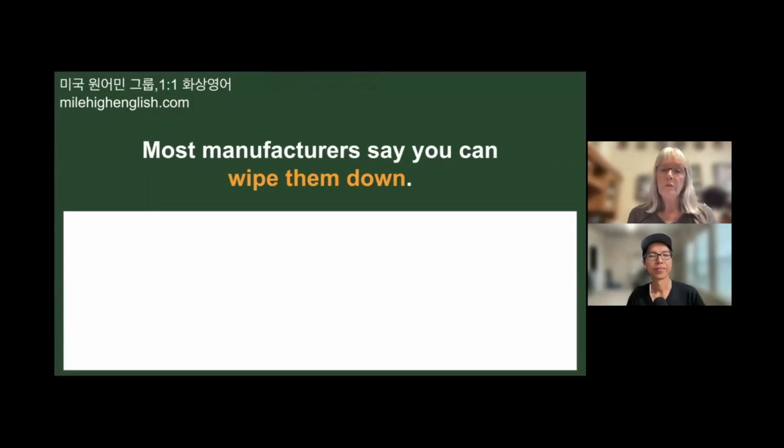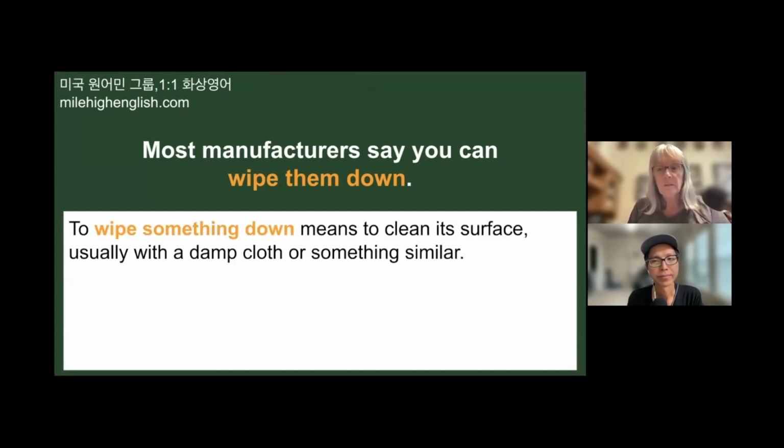So we also heard in the video the sentence, most manufacturers say you can wipe them down. So wipe them down is an expression that came from the video. And what wipe them down means is to really, kind of literally, take something like perhaps a cloth or paper towel and to wipe something down to clean its surface. And usually the cloth would be damp, the paper towel would be damp. So you're wiping something down.